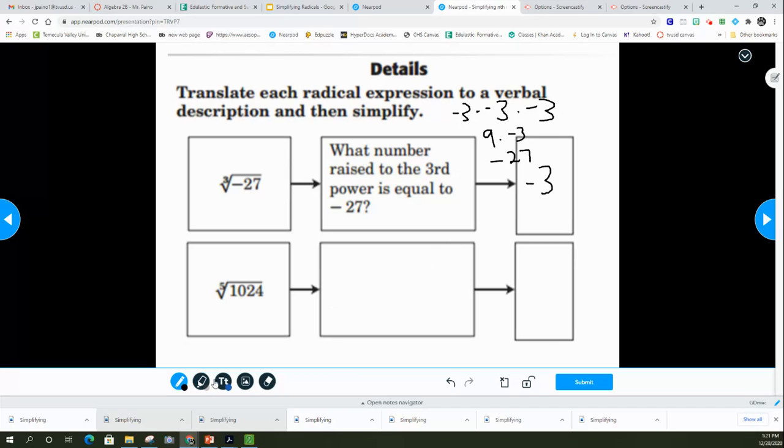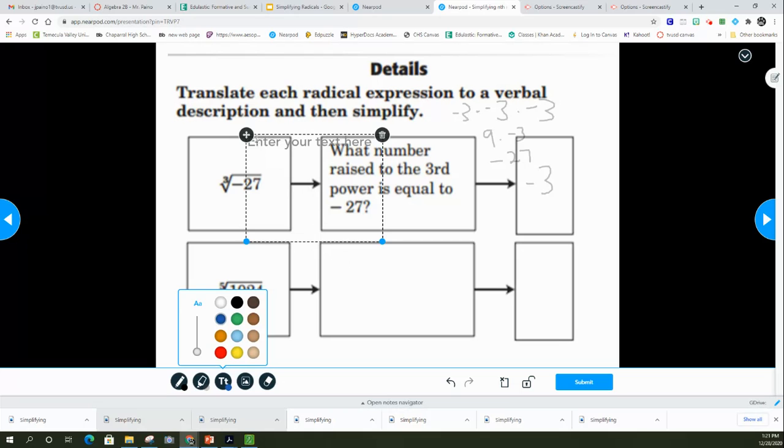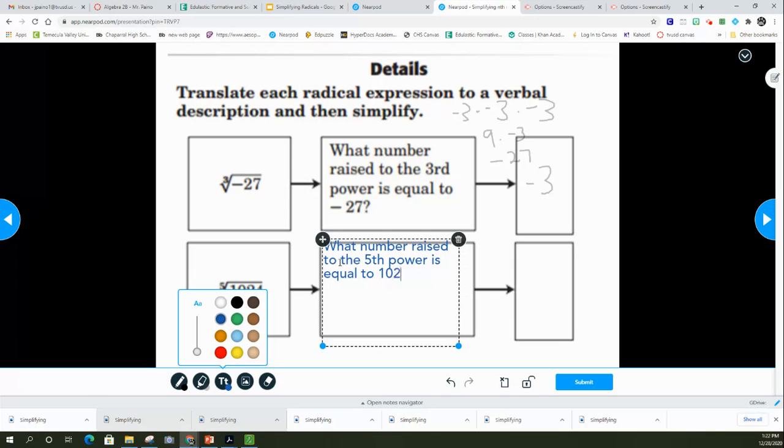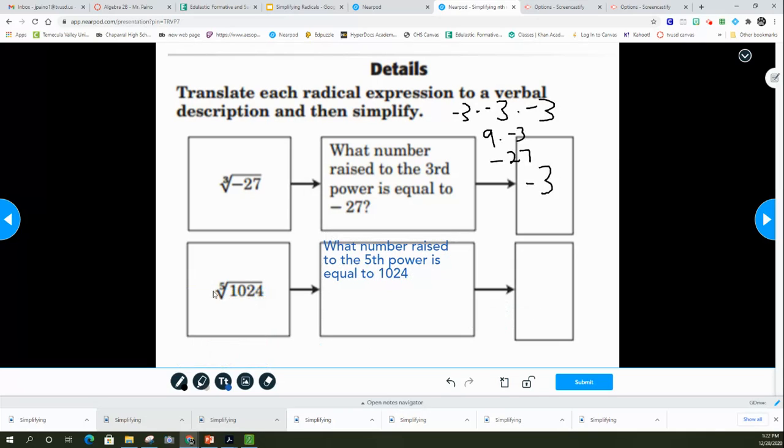All right, so what does this mean right here? Well, this is going to be a little bit tougher to figure out, but what's it saying? It's saying what number raised to the fifth power is equal to 1024. The fifth root of 1024 means what number raised to the fifth power is 1024. So that one's a little bit harder to figure out. It's going to end up being 4.